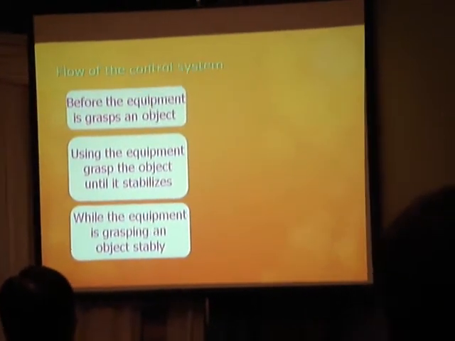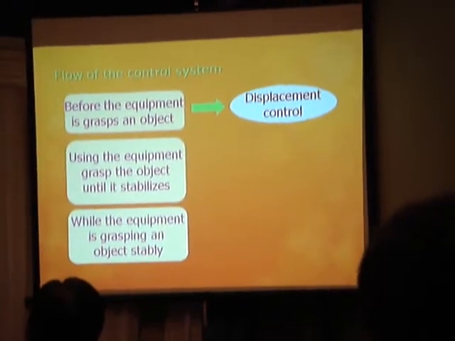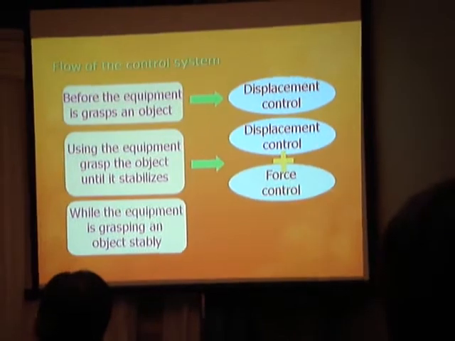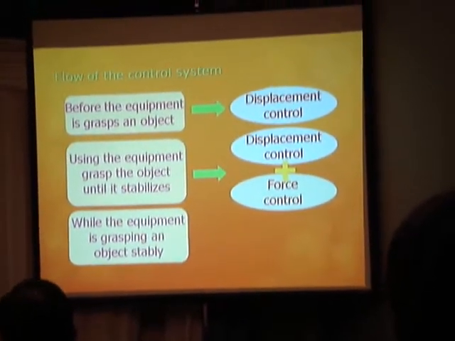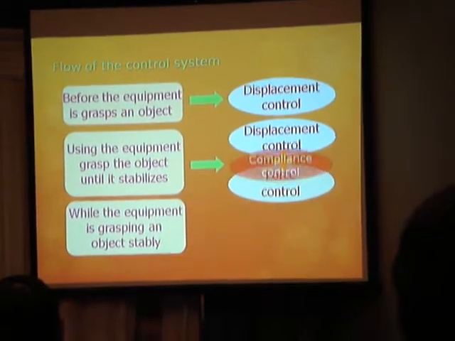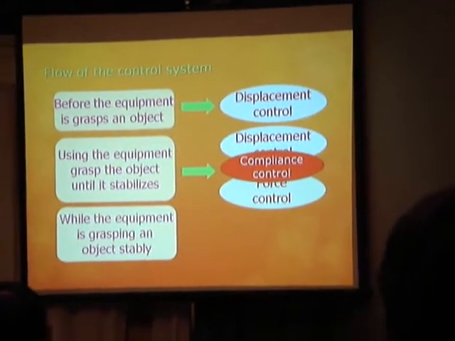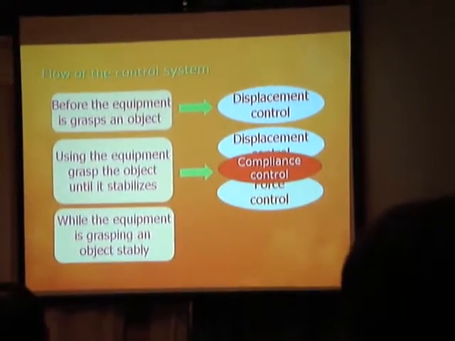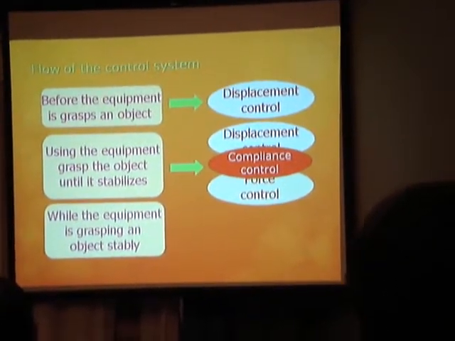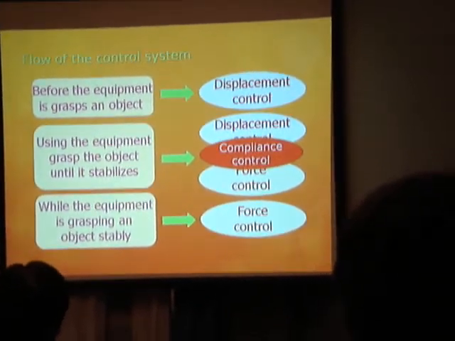Flow of the control system. At first, before the equipment grasps the object, there is displacement control only. Next, using the equipment to grasp the object until it stabilizes is displacement control, force control, and compliance control. I'd like to explain compliance control later. Next, while the equipment is grasping the object stably, there is force control only.